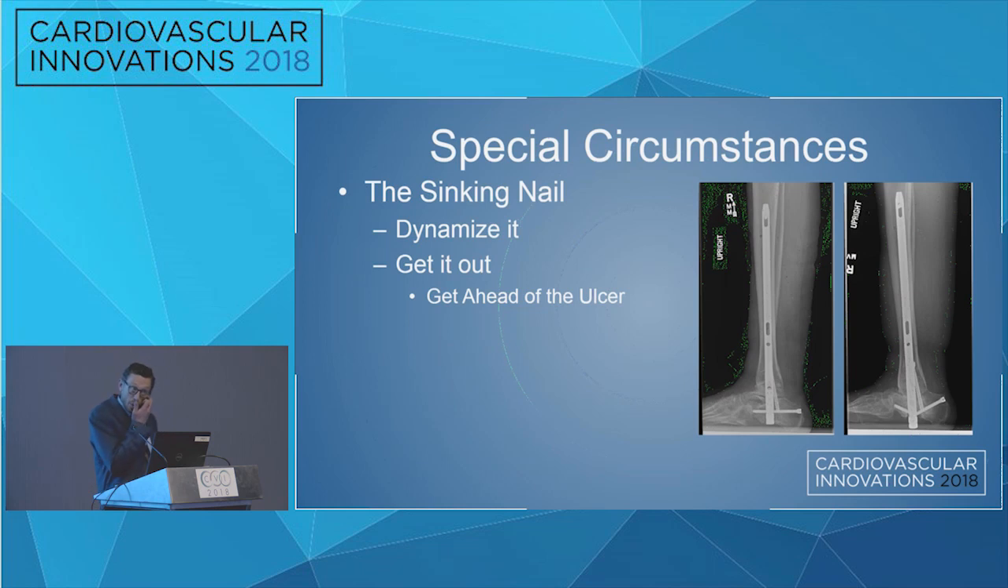And then finally, what happens when things start to fail? Don't bury your head in the sand. You see something that's going to be an extruding nail coming out of the bottom of the foot. Don't hope that it just stops. Do something. Either dynamize the nail so it starts to rise or stays flush, or remove it preemptively before you're staring at a wound with exposed hardware and a possible infection rather than just a prominent nail on the bottom of the foot.